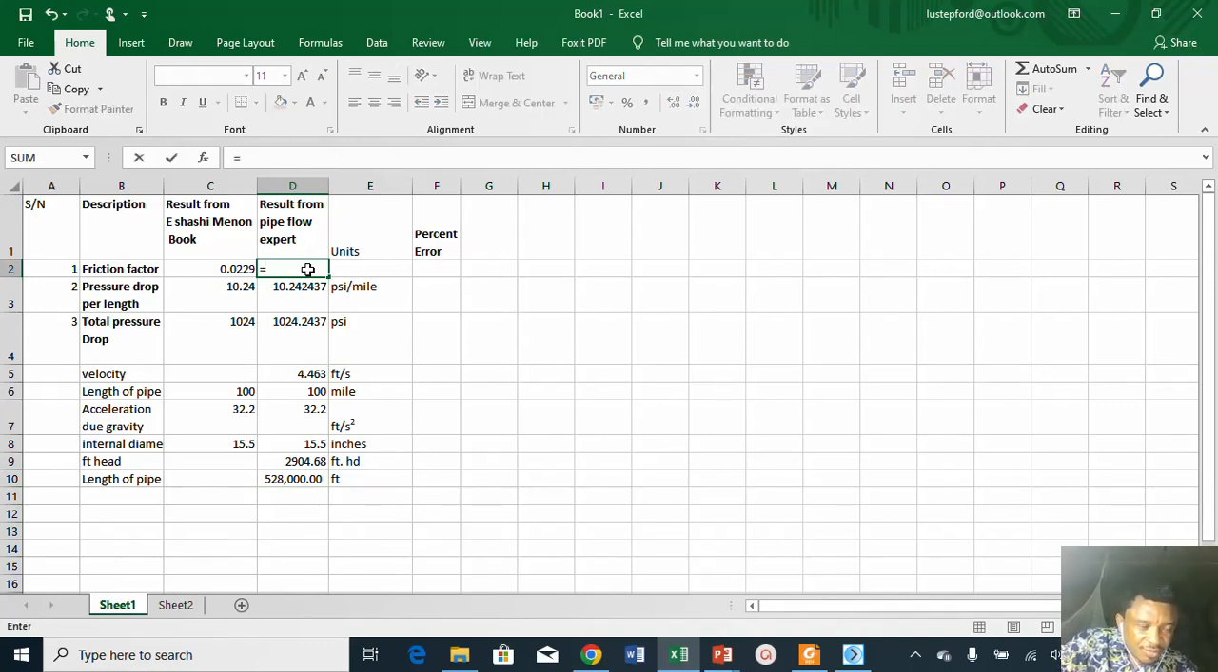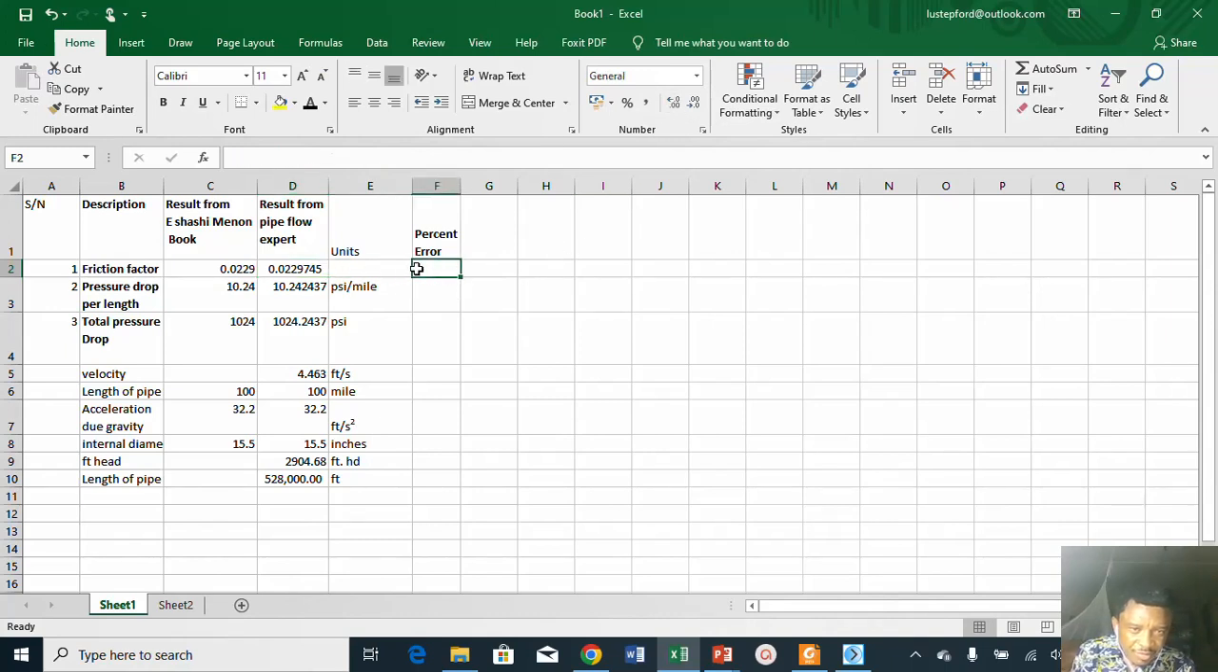So now we say equal to the head times the internal diameter, divided by bracket open 12 times the length of pipe, bracket close, times 2 times acceleration due to gravity divided by velocity squared. So let's expand this. So this is what we get.